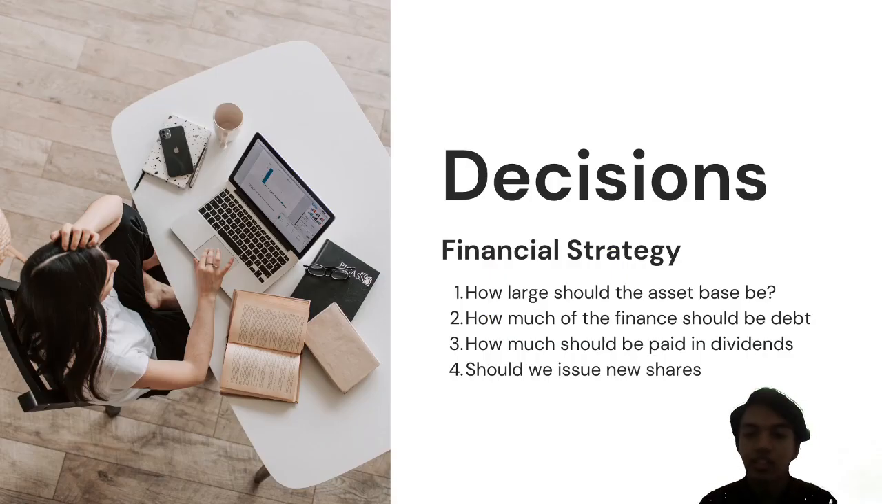And next is decisions in financial strategy. Aspects to be decided on in the financial strategy. The first one is how large the asset base should be. A large asset base is usually considered to be more stable and better equipped to handle risk because it has more resources that can be used to cover deficiencies or overcome emerging problems. However, an asset base that is too large can also be a burden for the company because it can increase operating costs and slow down the company's growth rate.